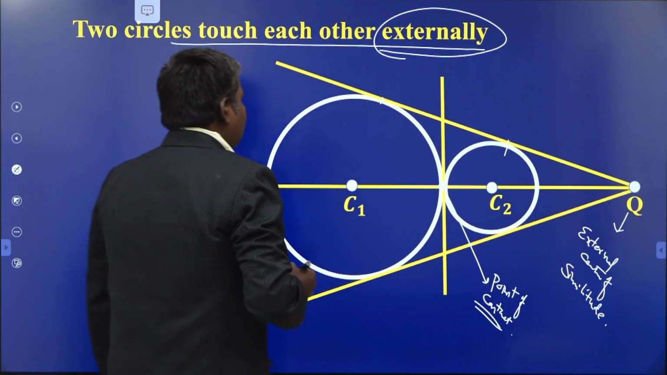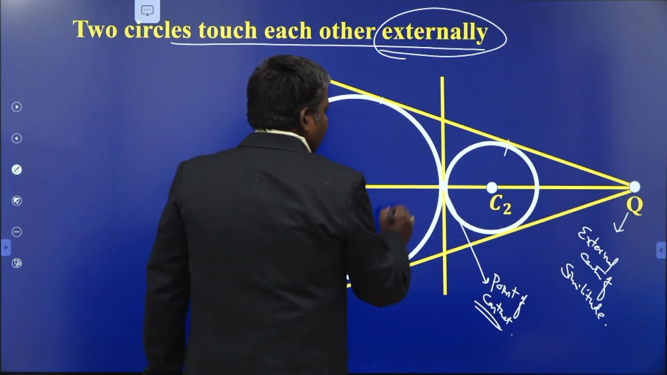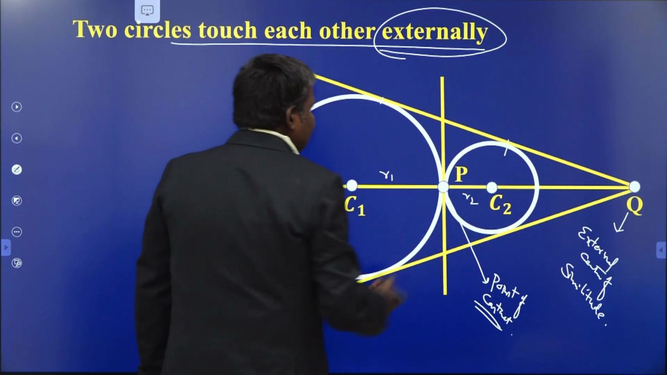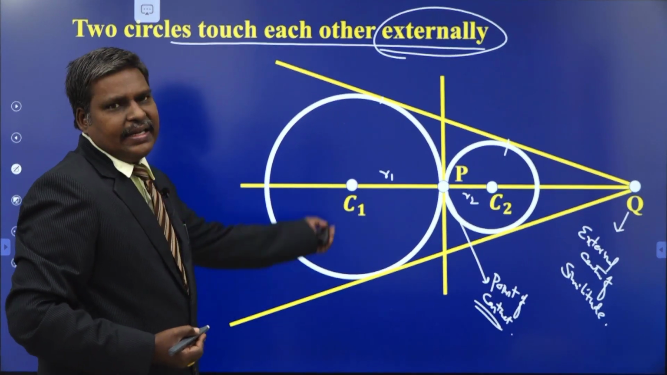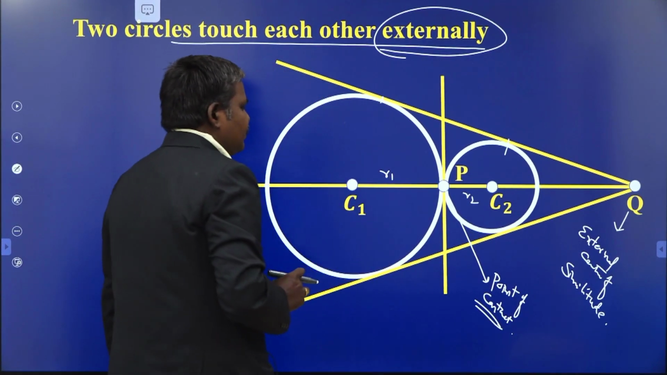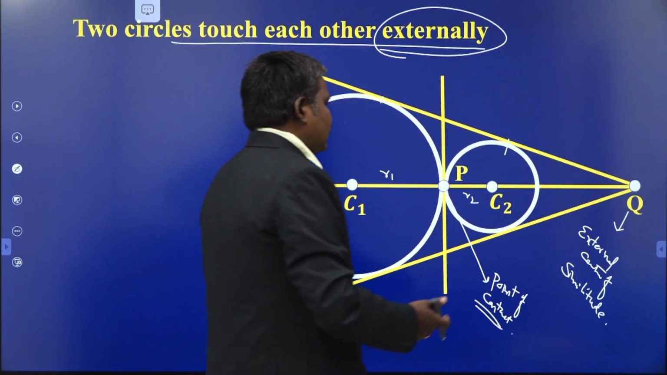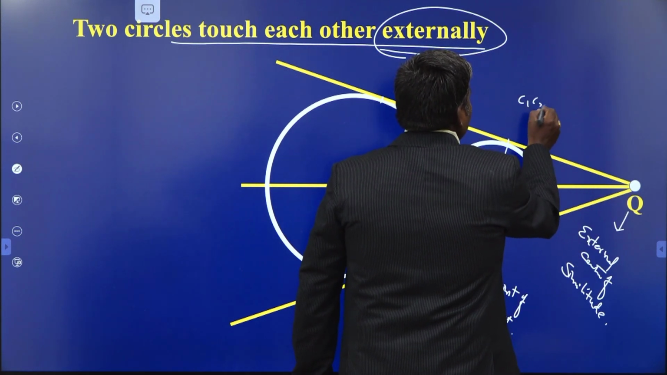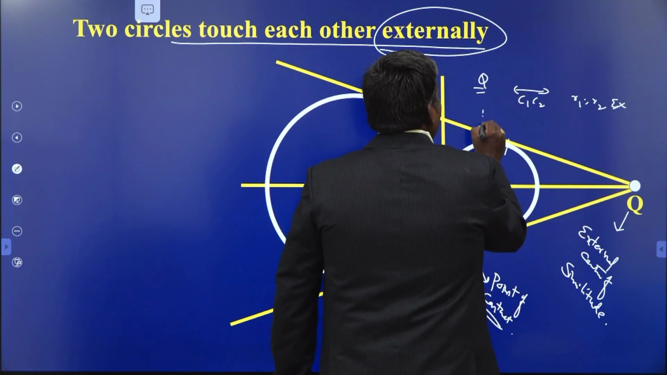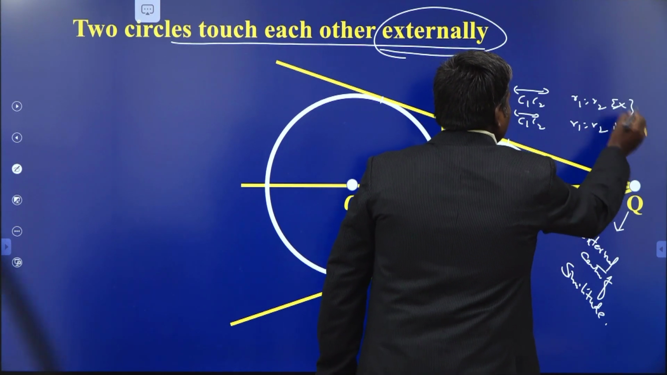External center of similitude. Dear students, listen carefully. These are the two centers C1, C2. This is my point P, that is called the point of contact. This P divides C1C2 in the ratio R1 is to R2 internally, clearly from the figure itself. So the point of contact P divides the line segment joining C1, C2 in the ratio R1 is to R2 internally. In the previous section, Q divides the line joining C1, C2 in the ratio R1 is to R2 externally. This is the role of Q. P divides the same C1C2 in the ratio R1 is to R2 internally.